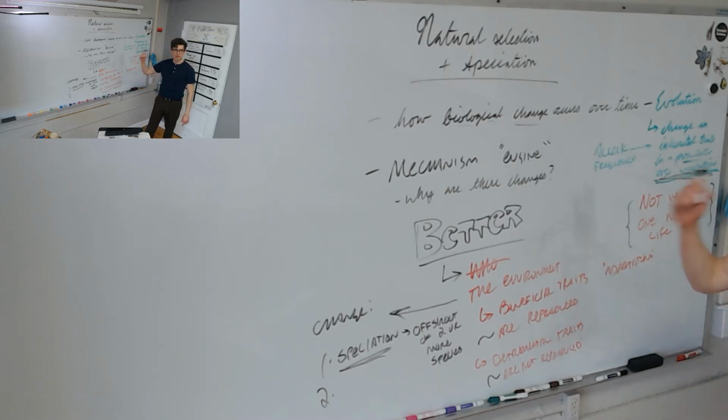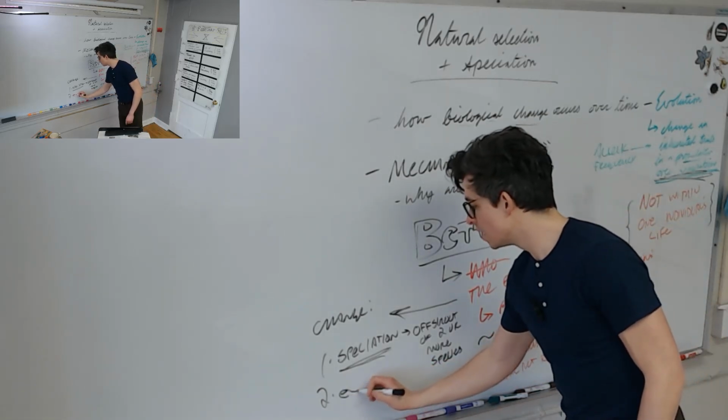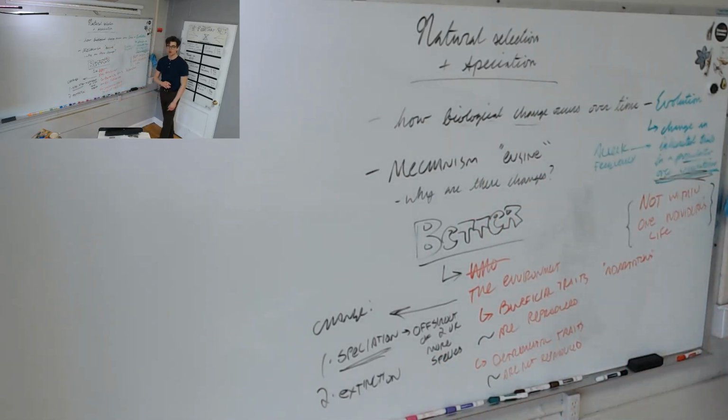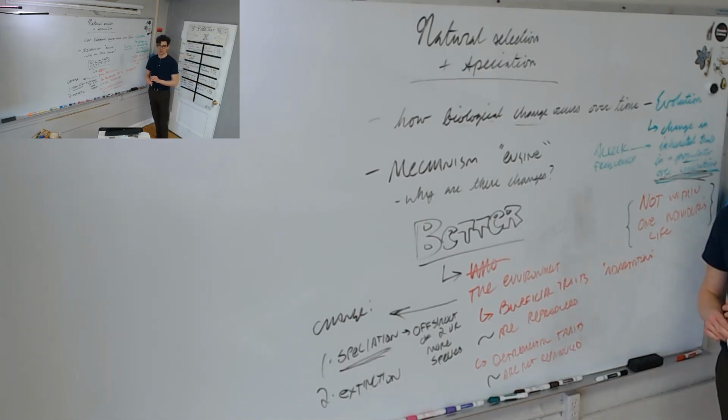What else can happen if the environment changes? Extinction, exactly right. If the environment changes so much that an organism is no longer able, not just an organism, but that entire population is no longer able to survive, extinction. So the environment can change, and what else changes? What else can cause changes? What else could cause speciation or extinction?